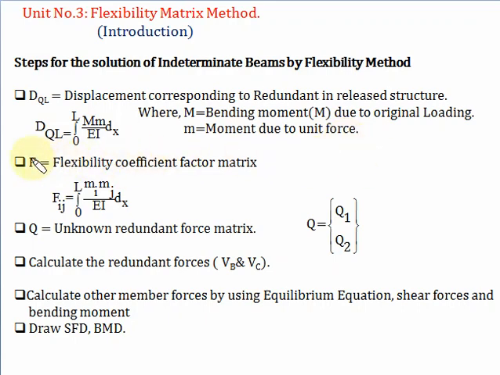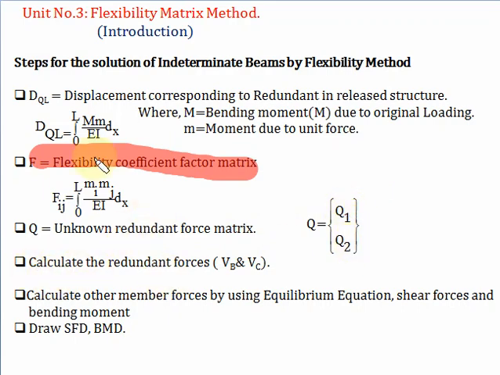Then you have to find out the flexibility matrix coefficient. Okay, that is Fij equal to integration 0 to L of mi into mj upon EI into dx. Here instead of i, j there will be 1 2, okay, or 2 3. Here also then the value will change, m2 into m3. Okay. Then Q is the unknown redundant force matrix, that is equal to the degree of static indeterminacy, that is Q1 is the first unknown, Q2 is the second unknown.